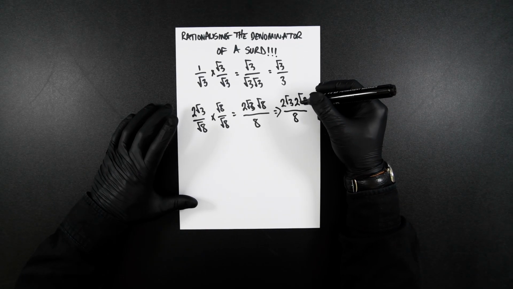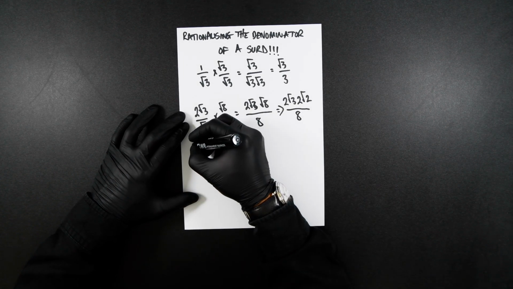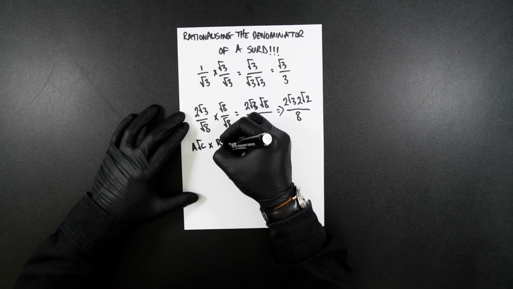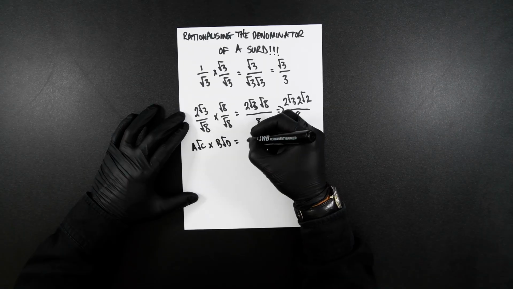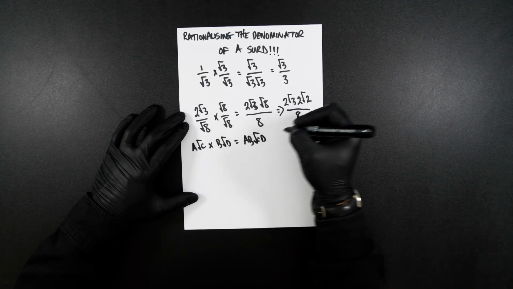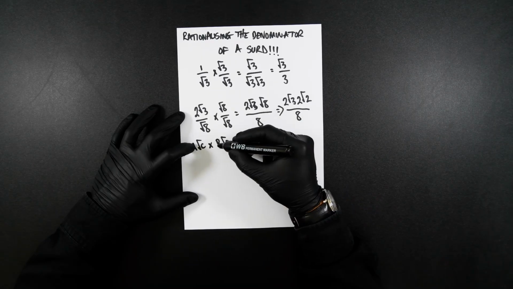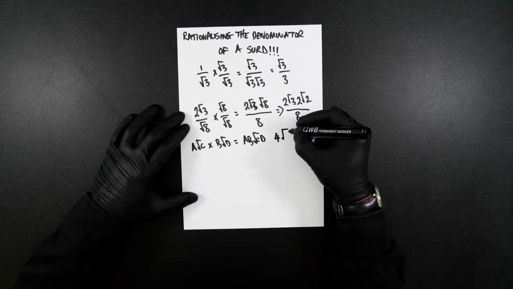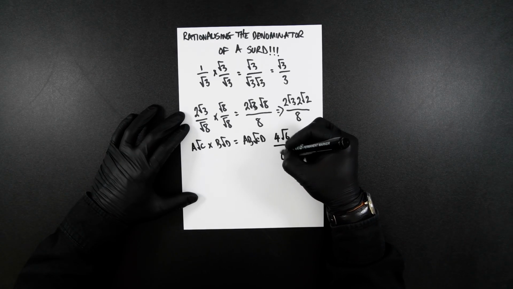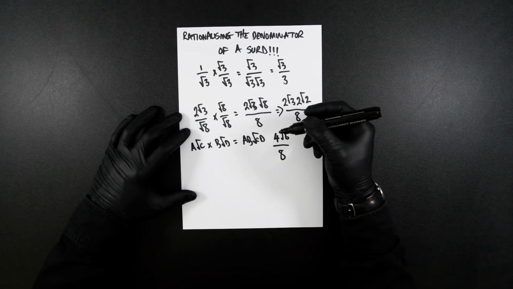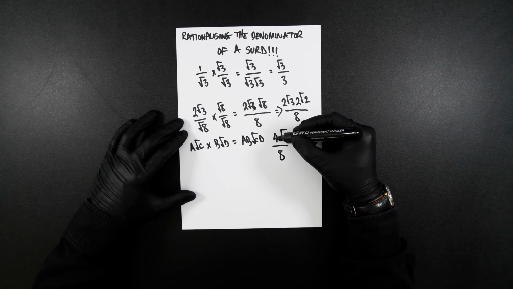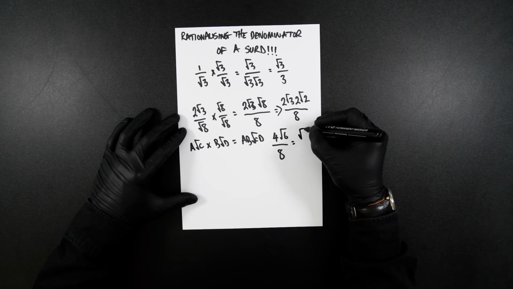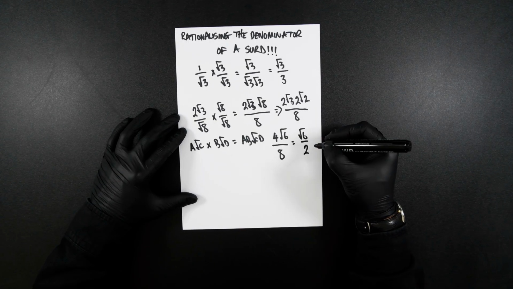So we know here that if you have, let's say, a root c times b root d, that's going to be the same as ab root cd. So 2 times 2, these are the numbers outside, is going to be 4. Root 3 times root 2 is root 6 over 8. So we've just used this rule. And now we've got 4 root 6 over 8. 4 over 8 is obviously just a half. So that means our final solution is root 6 over 2.